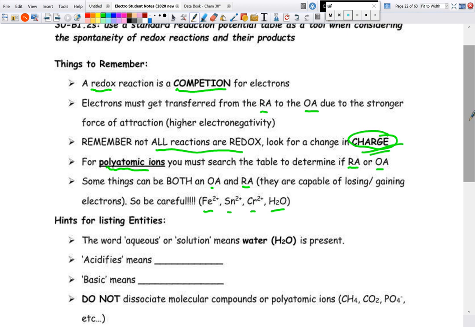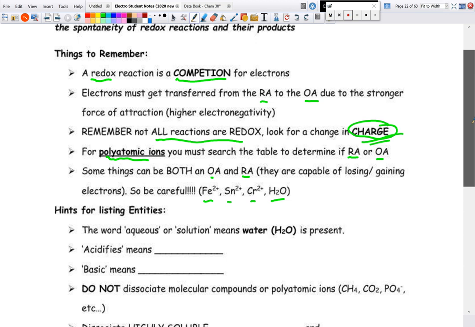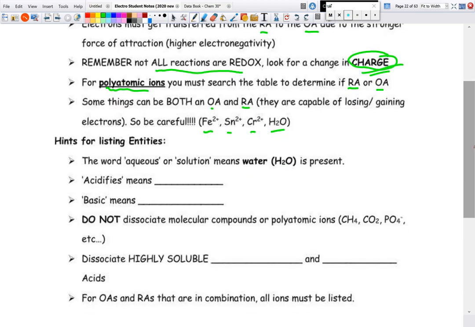Now, of course, if we are trying to figure out what is going to react, we do need to kind of go back a little bit and take in a part of a little Chem 20 when it comes to listing entities. So just remember, when we're listing stuff and trying to figure out what is reacting, if you see the word aqueous or solution, it means that water is going to be present. All right, so you want to look for those words. If they do not show up, then we can assume water is present. If you see the word acidified, not acidifies, acidified means that we have the hydrogen ion present. And the word basic means we have the hydroxide ion present.